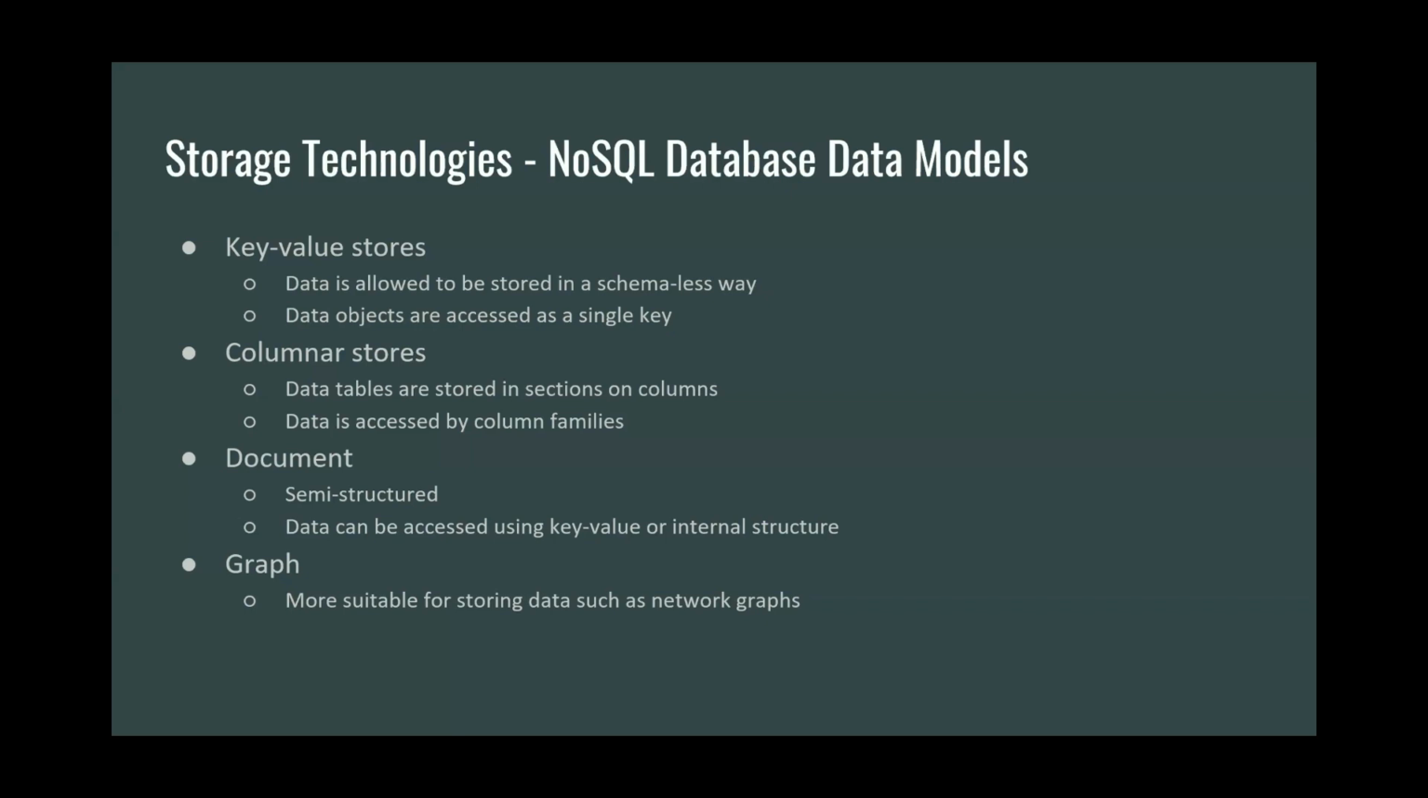Document-based technology, again, is semi-structured and can be accessed using key value as well. And the fourth one is graph-based technology. This is suitable for storing data such as network graphs, images.